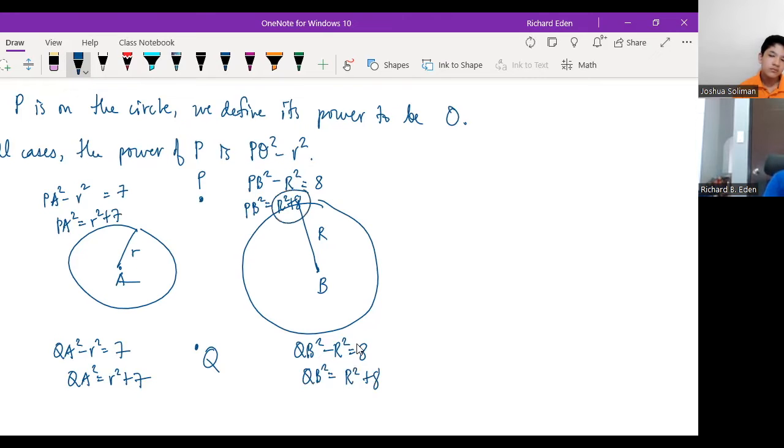So actually, R squared plus 8 has a fixed value, whatever the radius of the big circle is, and r squared plus 7 has a fixed value. So you're claiming there can only be 2 points. In fact, there are exactly 2 points such that the squares of their distances from A are r squared plus 7, and from B, R squared plus 8. I'm not sold on the fact that there are only 2 points. I mean, possibly 2 points, but I don't see why 2 points. Why not 3 points?